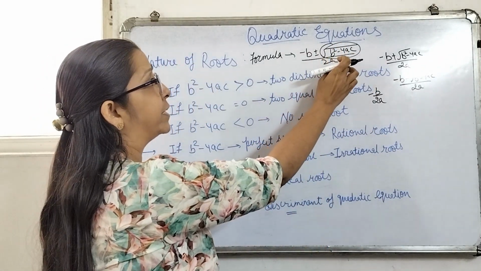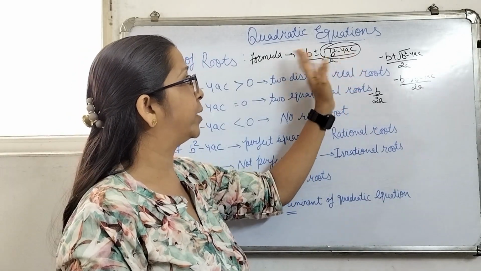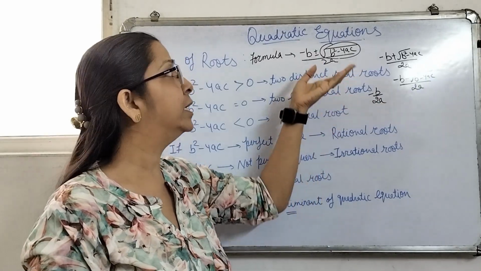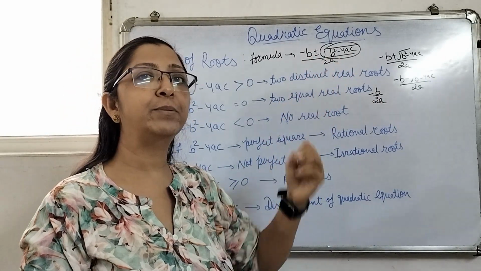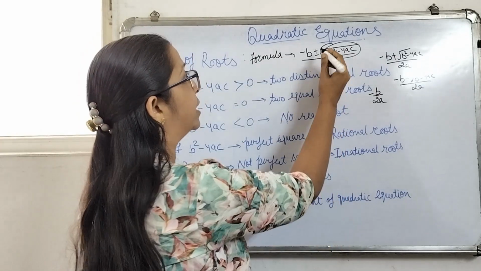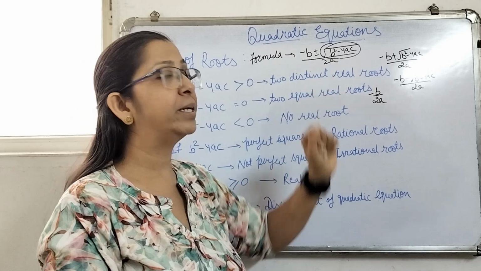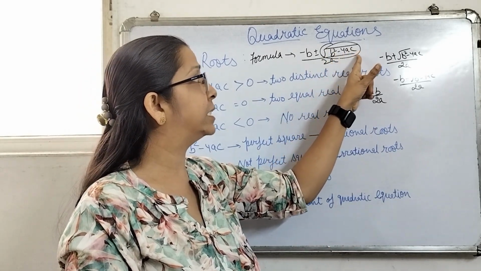Now if b square minus 4ac is not a perfect square, then whatsoever roots we will be getting, they will be irrational in nature. They won't be rational, that means they will be irrational, because the square root sign will be there in the roots. That's the reason it will be irrational if the value of b square minus 4ac is not a perfect square.